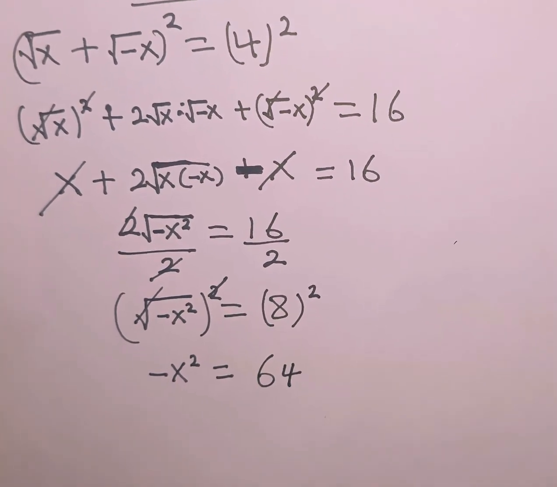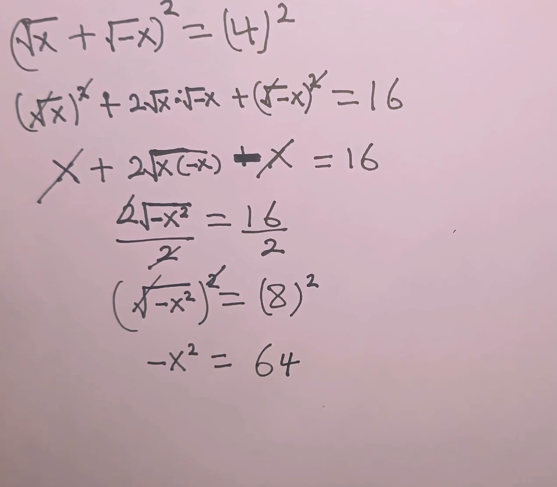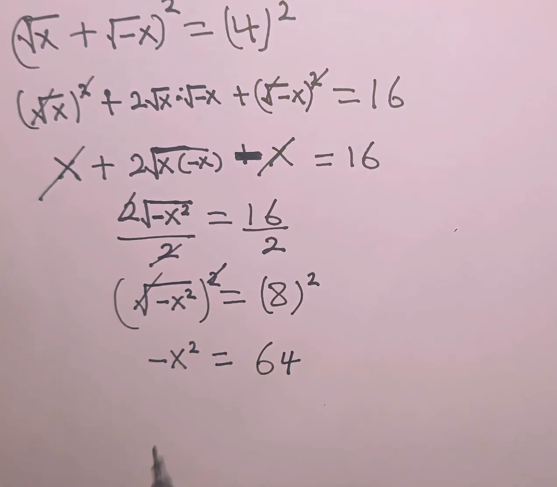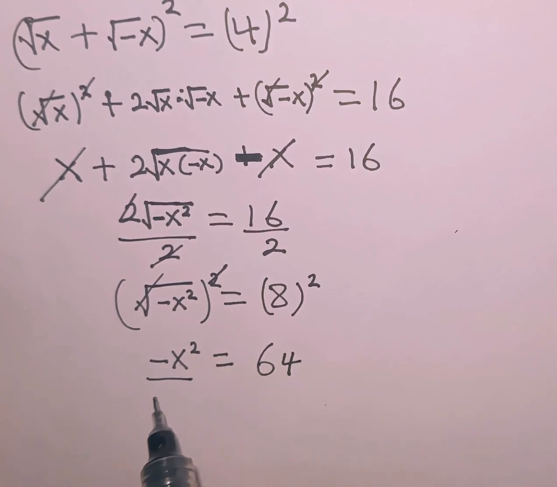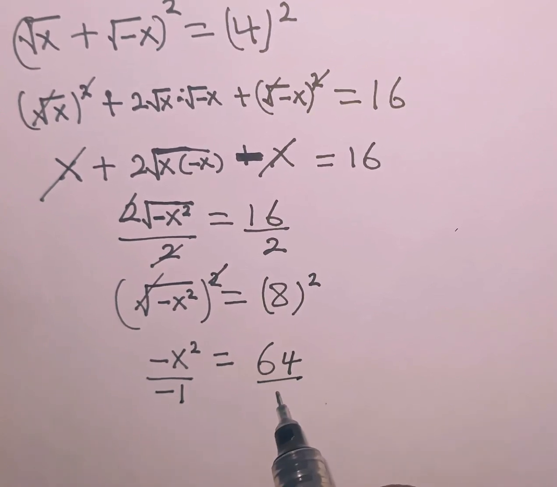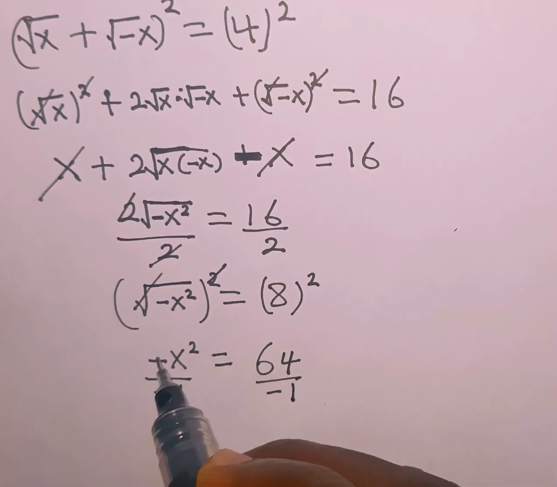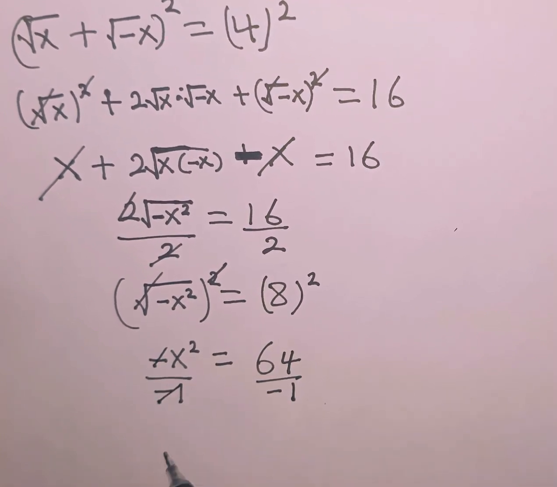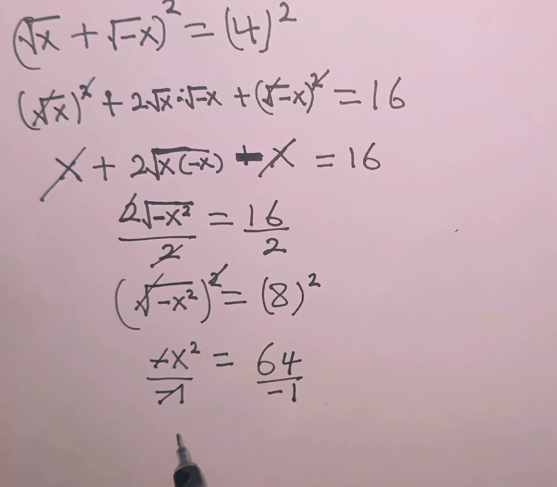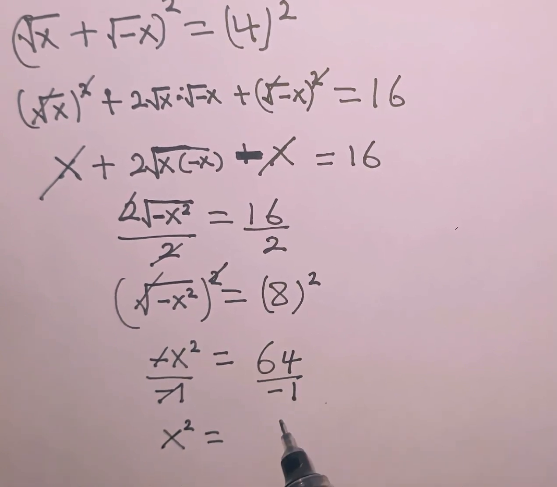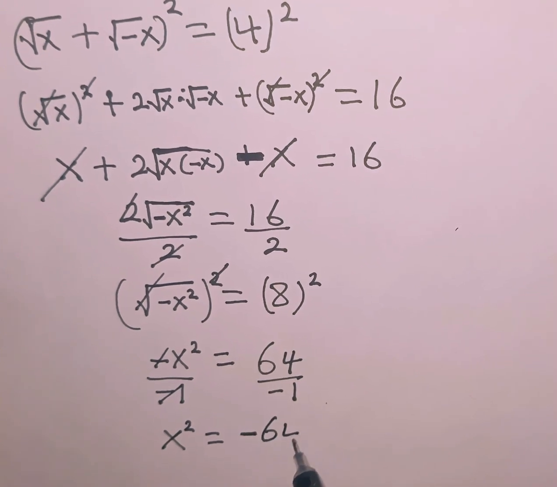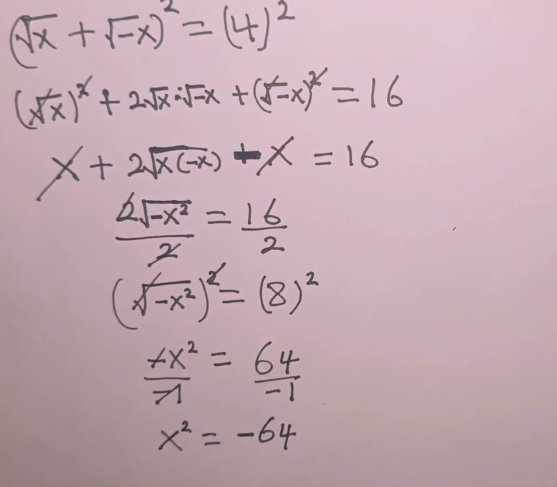So from here, what are you going to do? We have minus x squared. We are going to change this sign to positive by dividing both sides by -1. So we divide the left hand side by -1 and also the right hand side by -1, so that this negative is going to cancel. So this x squared now will remain positive x squared, which is equal to 64 divided by -1, which is the same as negative 64. We just try to change the sign.